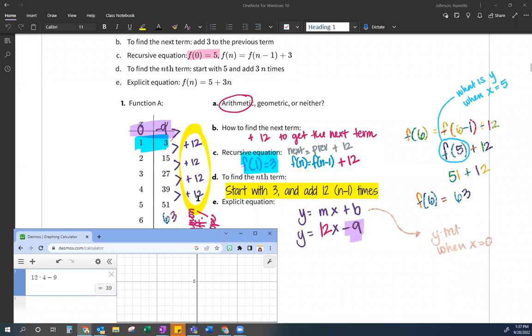So then Miss Johnson, she's really happy. She looks like this. Watch. Yay! Right? She's very happy. Miss Johnson, why are you so happy? Because I know that this is right. And so I'm going to make sure that this is right too. Is f of 1 really 3? Yes. And then if I add 12 a bunch of times, will I eventually get to my 39? I don't know, just do it. So I go 3 plus 12 plus 12 plus 12. Look, it's 39.